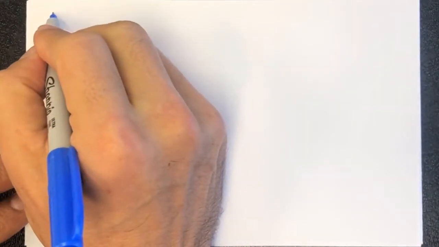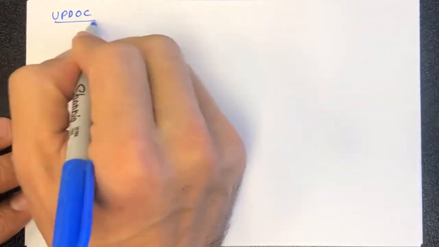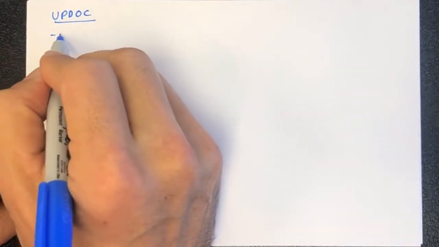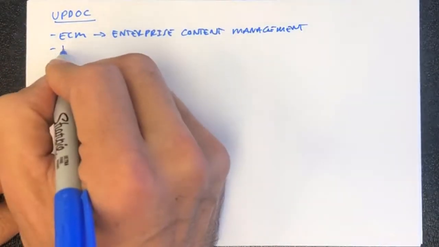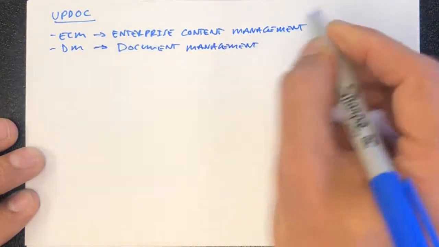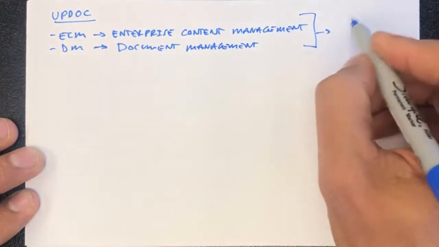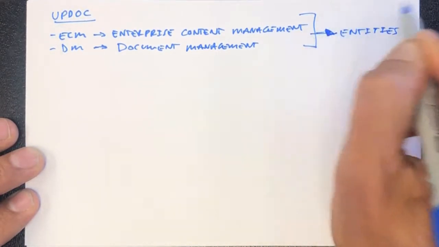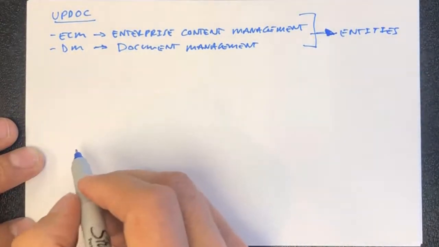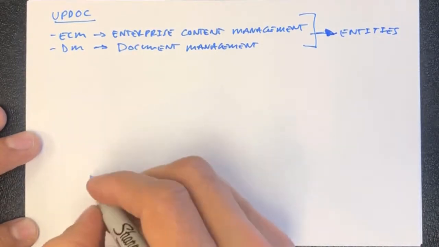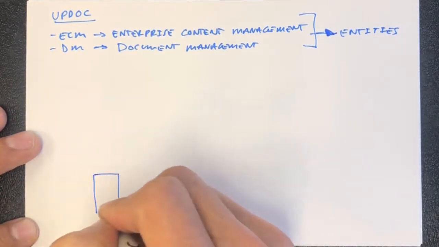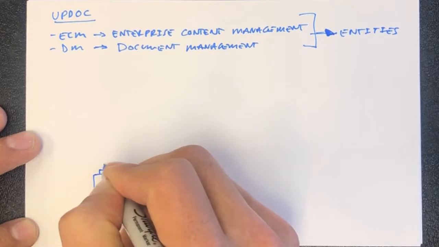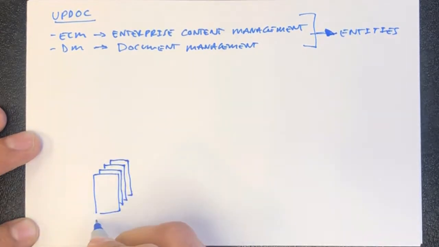Okay, here's an overview of Updoc in Stemmons. This is our enterprise content management or document management system, and it's built on top of our entities program. So we're using entities as essentially the back end. So here's how it works: just think about an organization, and maybe we have a bunch of invoices. We'll use invoices and contracts as examples.